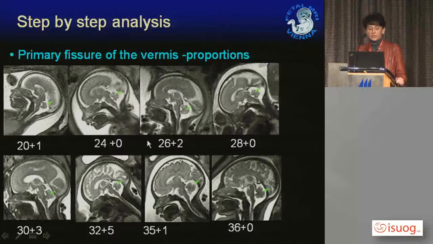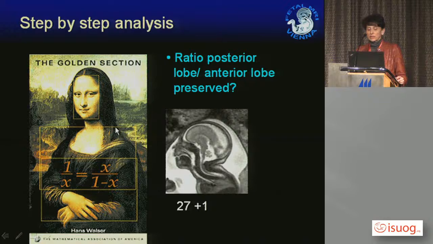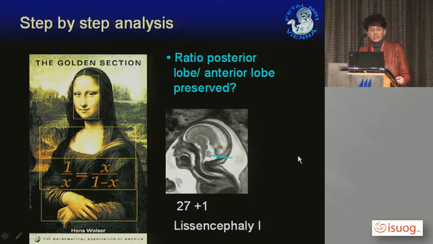The primary fissure of the vermis should be present on MR image at least at gestation week 24, but if you have good image quality, you can see it earlier. It is important because it gives you the proportions of the vermis, which are like the golden section, like the Mona Lisa, and the ratio of the posterior to the anterior lobe should be preserved. If it is not, as it is here, then the cerebellum is dysplastic, as for instance associated with lissencephaly type 1.